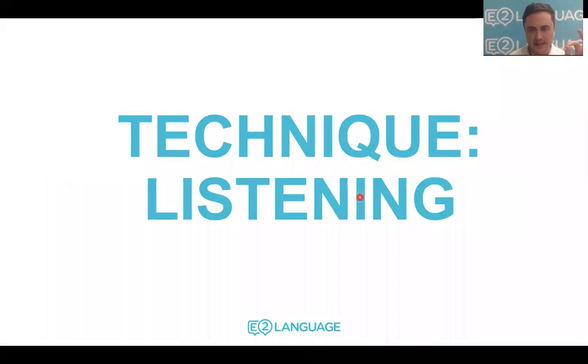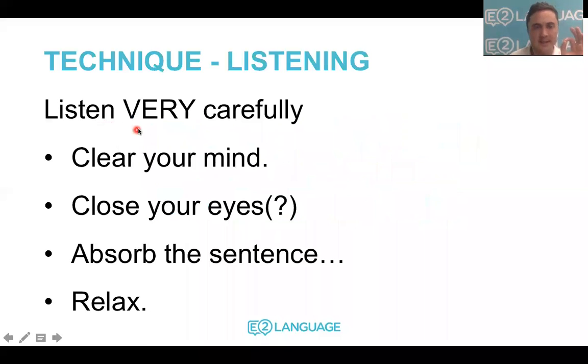Right, let's get to the technique. Now, the technique has two parts, okay? The first part is listening. The second part is speaking. Listening is just as important as speaking in this particular task. People think that it's a speaking task and they worry about their speaking, but you need to listen very carefully, okay? You need to clear your mind.